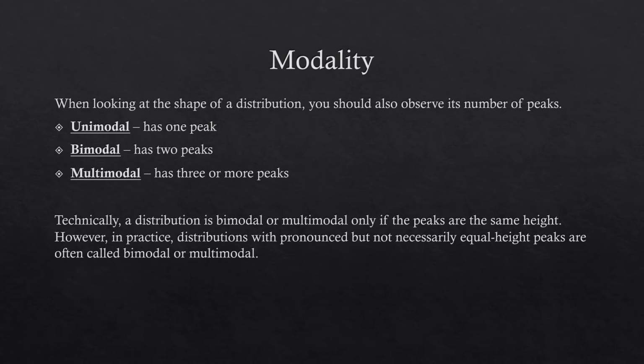All right, so modality. When you look at the shape of a distribution, you're going to notice whether or not it has peaks. A unimodal graph has one peak, obviously. Bimodal has two. Multimodal has three or four. Now, technically speaking, if we get into the technicalities of math, a distribution is only bimodal or multimodal if the peaks are the same height. But as I've said, in practice, rarely do things come out to be perfect. In a real world situation, we would probably declare something as bimodal or multimodal even if the peaks are not the same height.